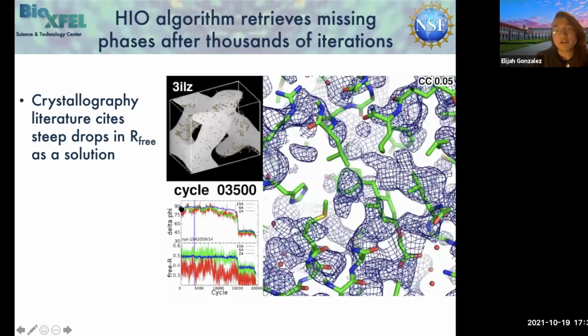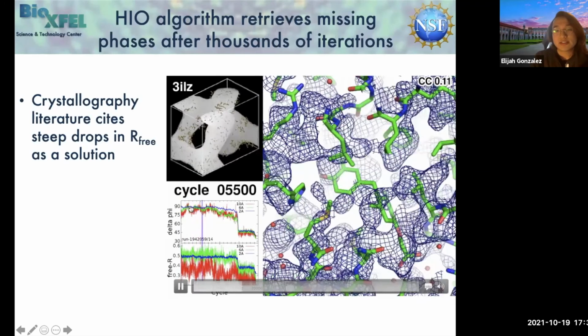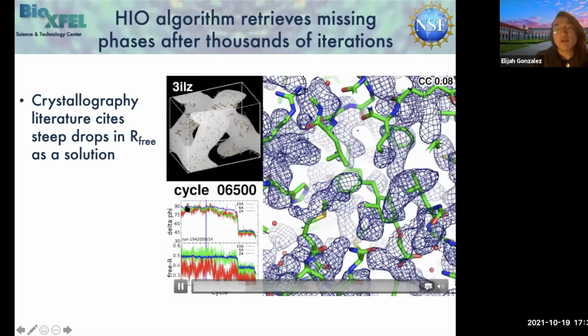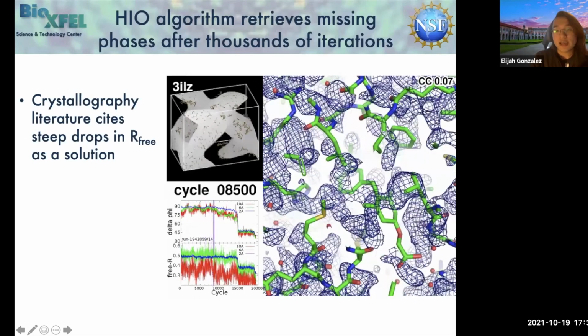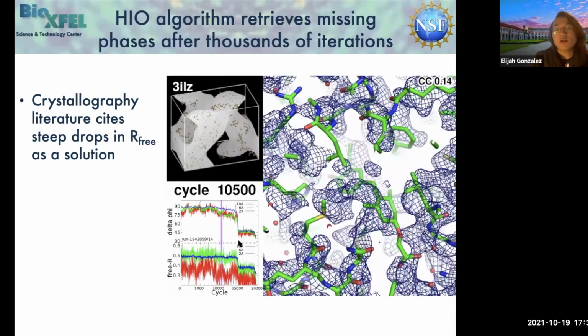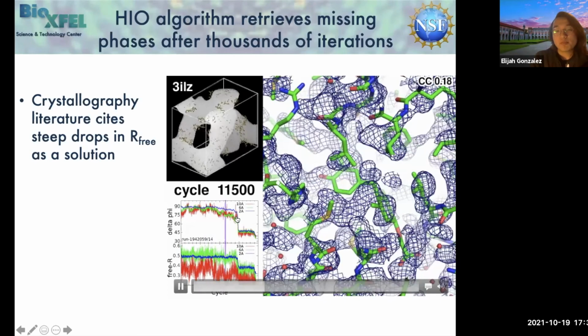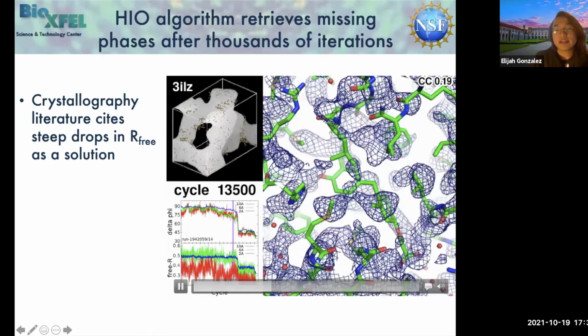And you'll notice that the error does not decrease monotonically because this is not an error reducing method. This is the HIO method. And we aren't cycling back and forth between error reducing and HIO. We're strictly using HIO for now. And so as we're continuously evolving in time, we're going to wait until we see this steep drop in the R-free value. Well, this is the phase error, but also the R-free. The two are correlated, in fact.